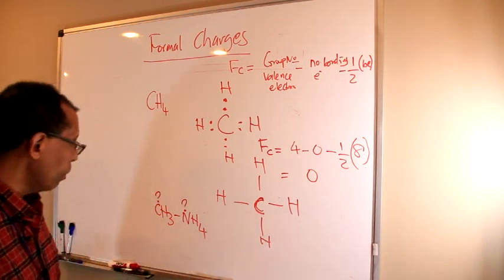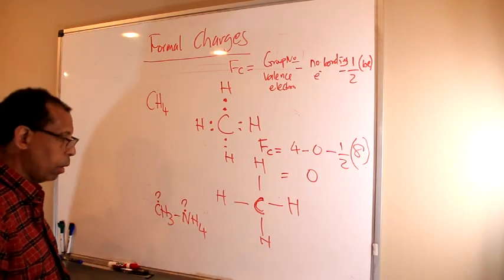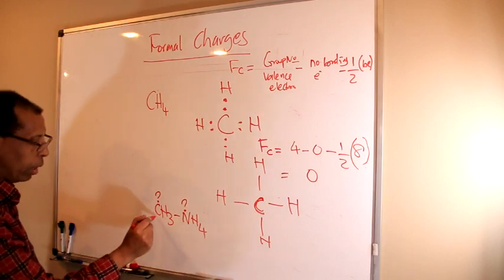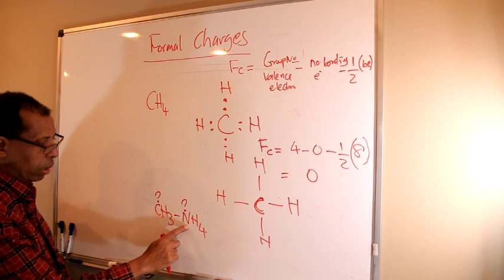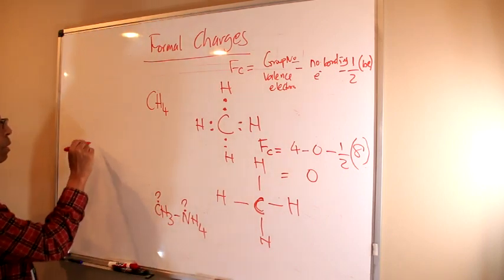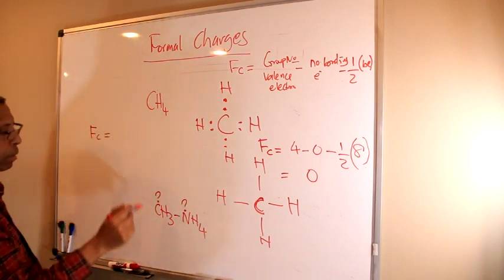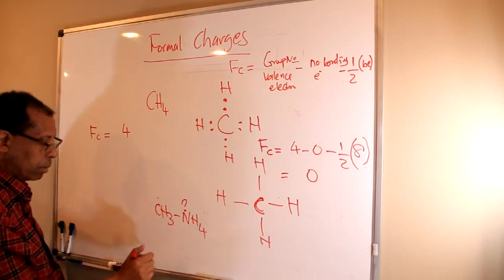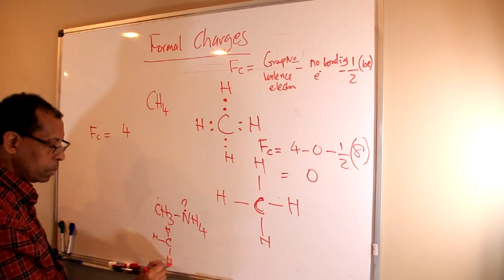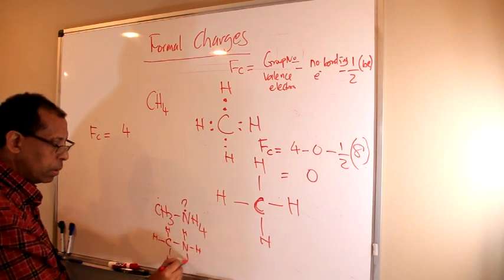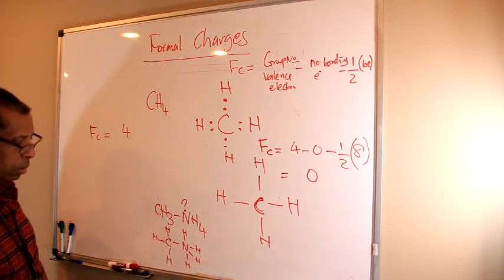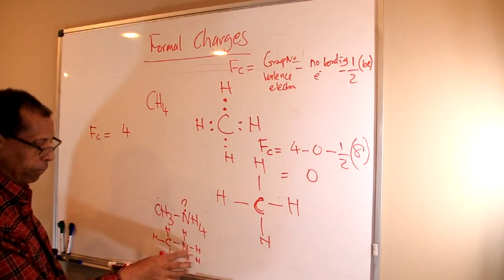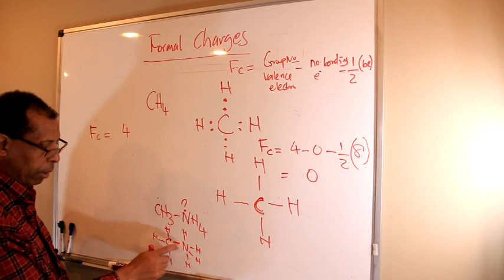So let me do another example, which is this methyl ammonium salt. It is a salt, which means I'm inferring there is a charge. So I will ask you what is the formal charge on carbon, and what is the formal charge on nitrogen. For carbon, the group number is 4. If you just draw the sticks, you have 1, 2, 3, 4. That is 4 of the hydrogens, and this is the bonding between carbon and nitrogen.